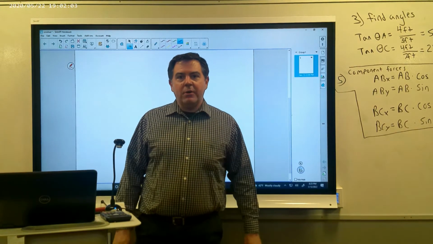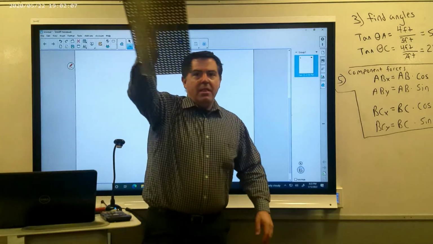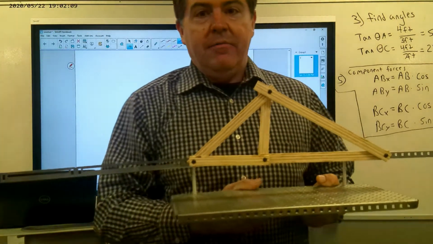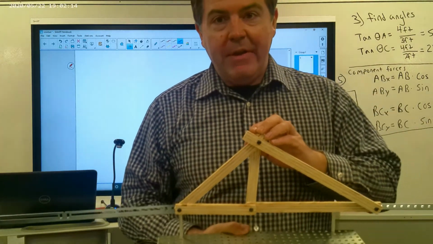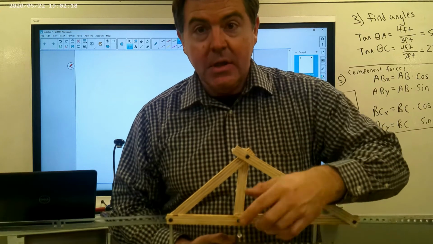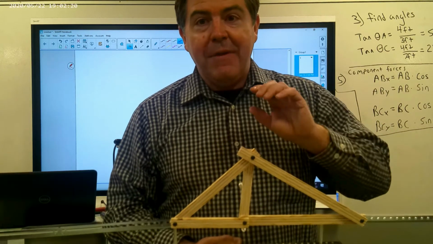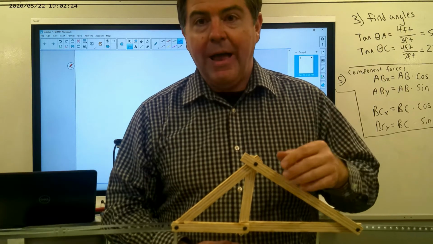Okay, our focus here is going to be analyzing truss systems. This is an example of the truss that we are going to be analyzing. A truss is made up of individual members which are connected together by pins. It's important to note that if any member of a truss fails, the entire truss structure will collapse.